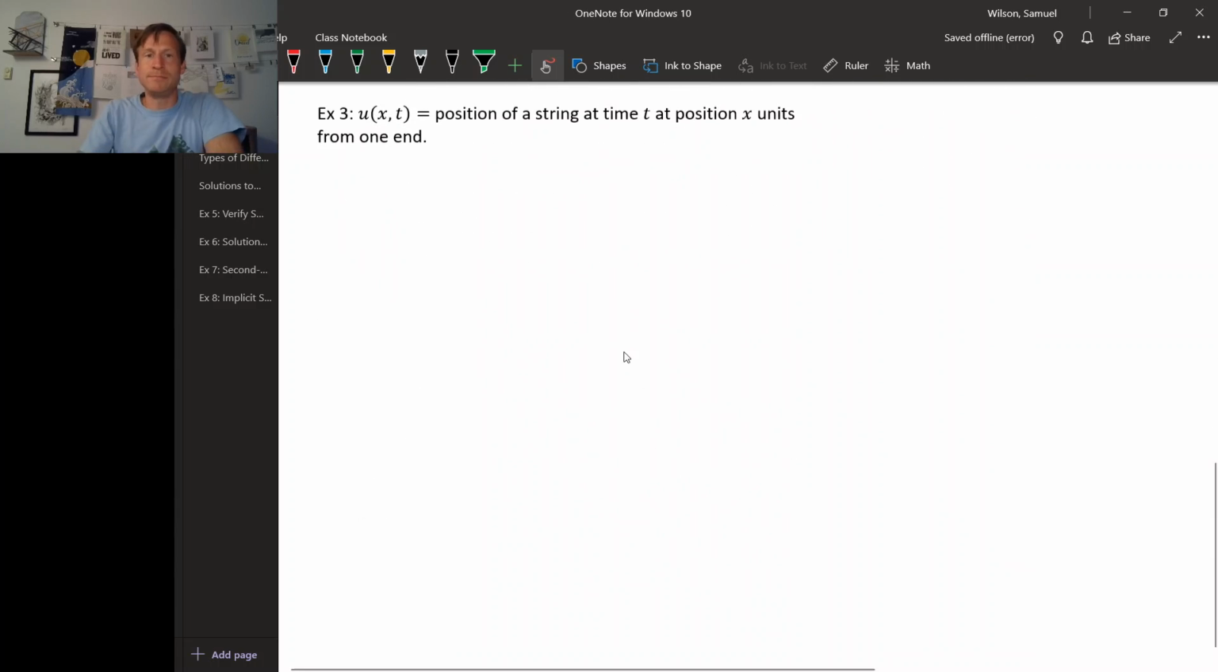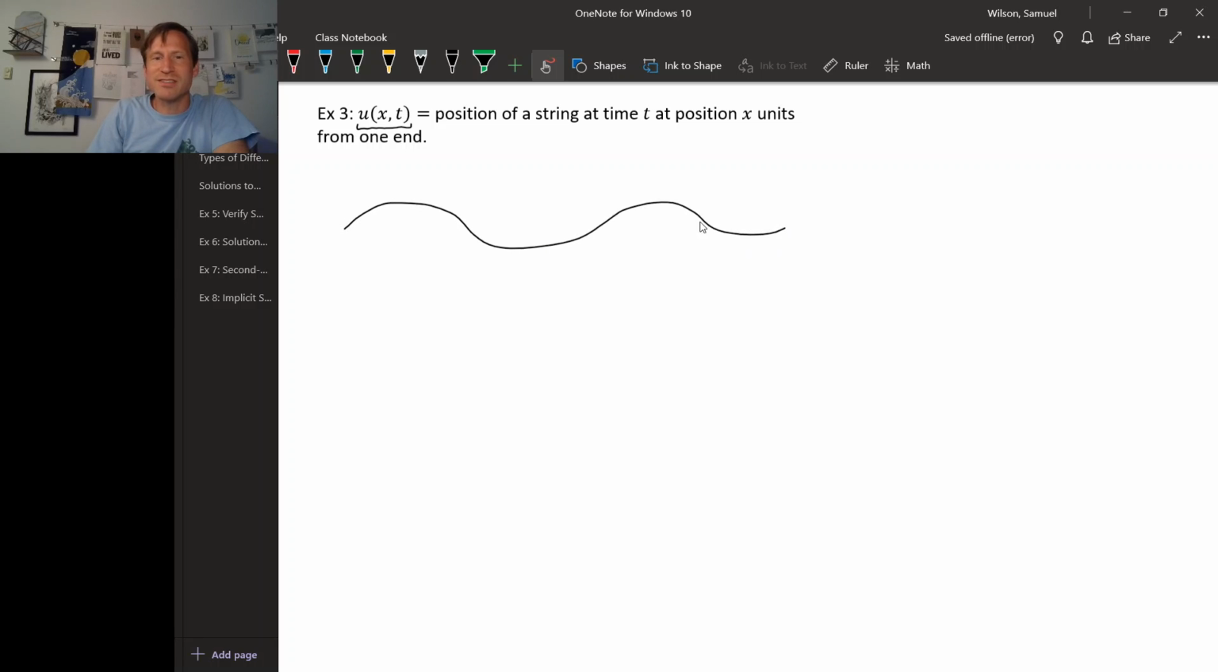Okay, third example. Let's suppose we have a function that tells you the position of a string at time t when you're watching a position x units from one end. So you see here I've gotten this function u written as a function of two variables, and that's because to tell the position of a string as it wobbles back and forth, maybe like this, you need to know not just at what position you're watching, but also at what time you're watching, because as time goes on, this part of the string is going to move up and down, and this part over here is going to move up and down. Every part of the string is going to move up and down.